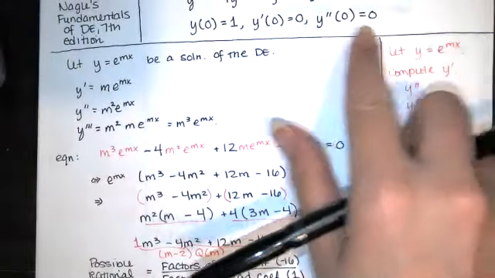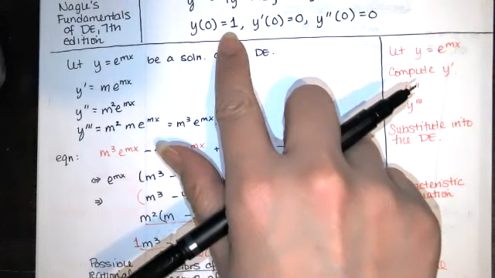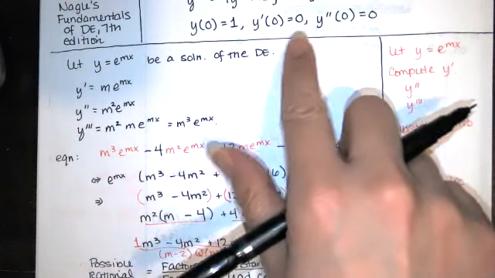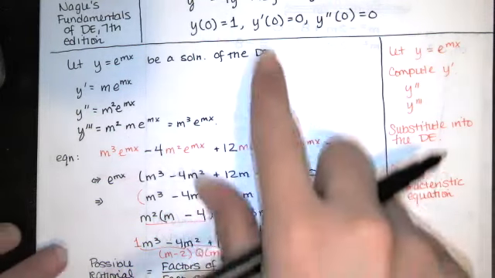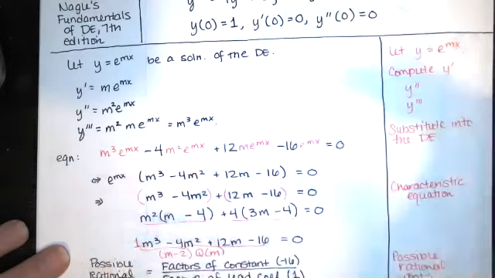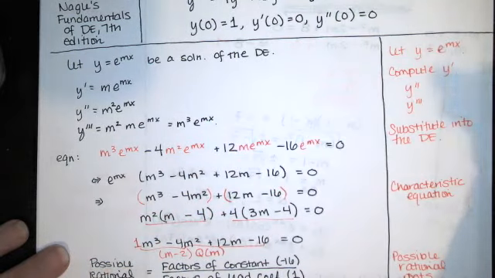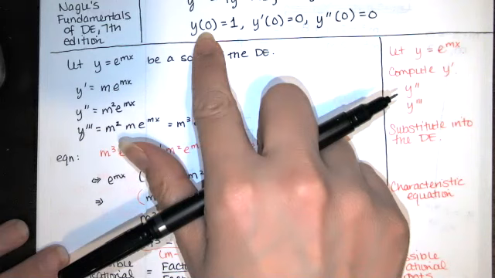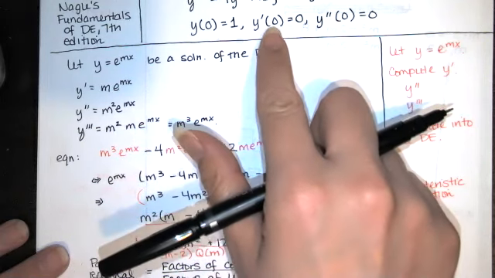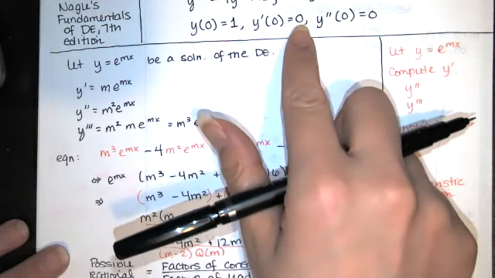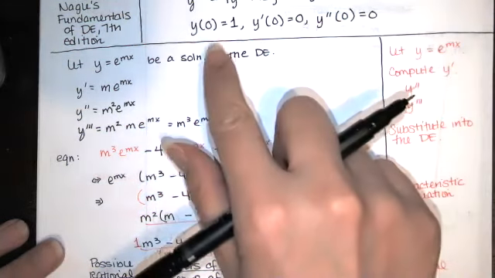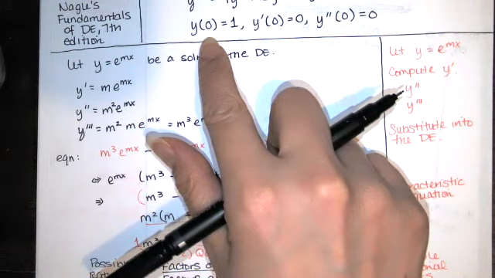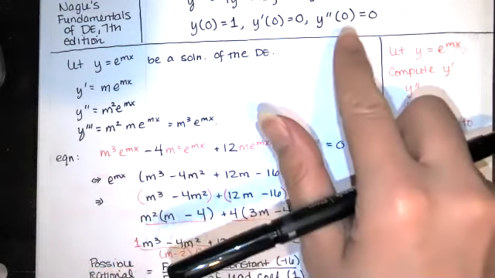3 initial conditions. We need y of 0 to be 1. We need y prime of 0 to equal 0 and y double prime of 0 to equal 0. In order to make that happen, we're going to need to compute the first derivative and the second derivative of y, and we'll replace x with 0 and y with 1. We'll replace x with 0 and y prime with 0, and we'll replace x with 0 and y double prime with 0.